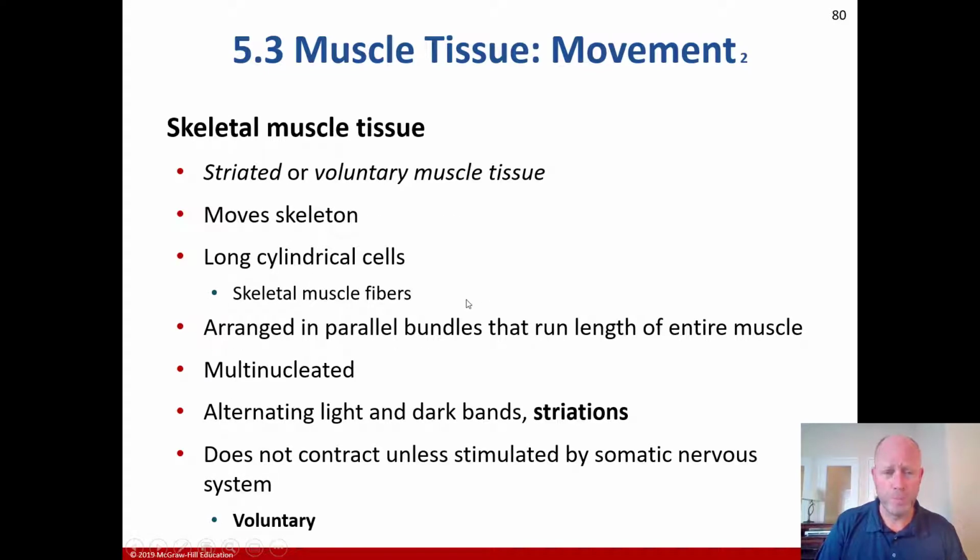With skeletal muscle tissue, it's either striated or voluntary muscle tissue, meaning you have voluntary control, right? It moves the skeleton. There are long cylindrical cells, called skeletal muscle fibers. They're arranged in parallel bundles that run the length of the entire muscle. Okay? They're multinucleated. They're alternating light and dark bands. They're striations, and they don't contract unless they're stimulated by the somatic nervous system, the voluntary.